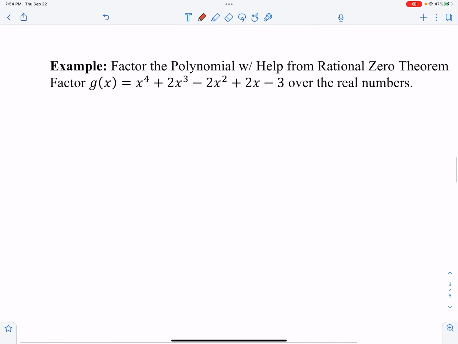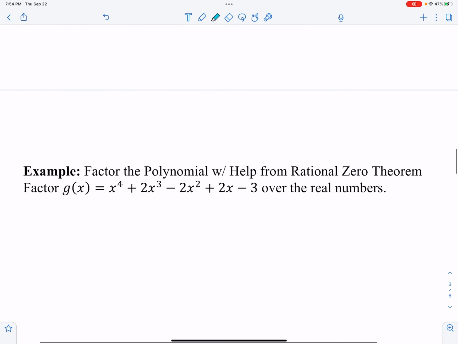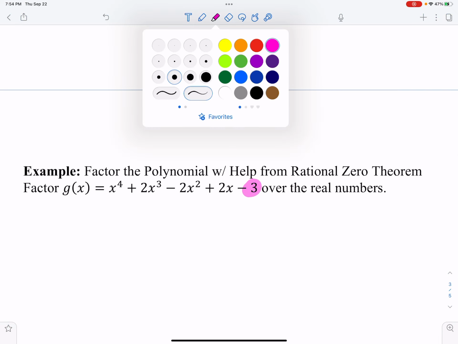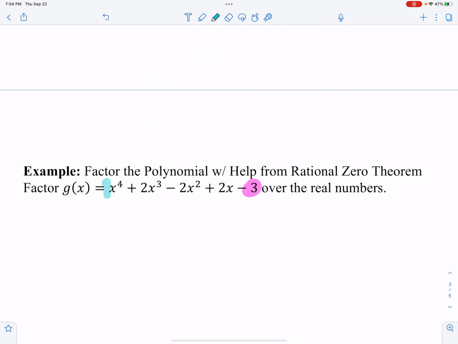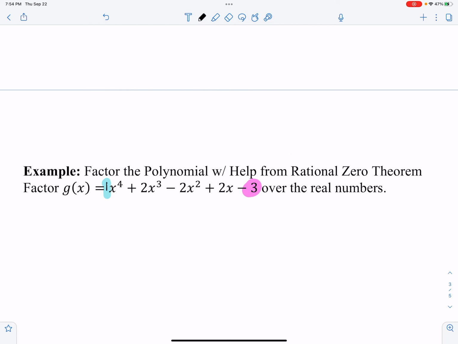Okay, so we want to factor g of x over the real numbers. Our starting point is going to be to list all of the possible rational zeros based on the rational zero theorem. So we're going to focus on the factors of -3, and then the factors of 1, this one's not very interesting, because this polynomial has a leading coefficient of 1.